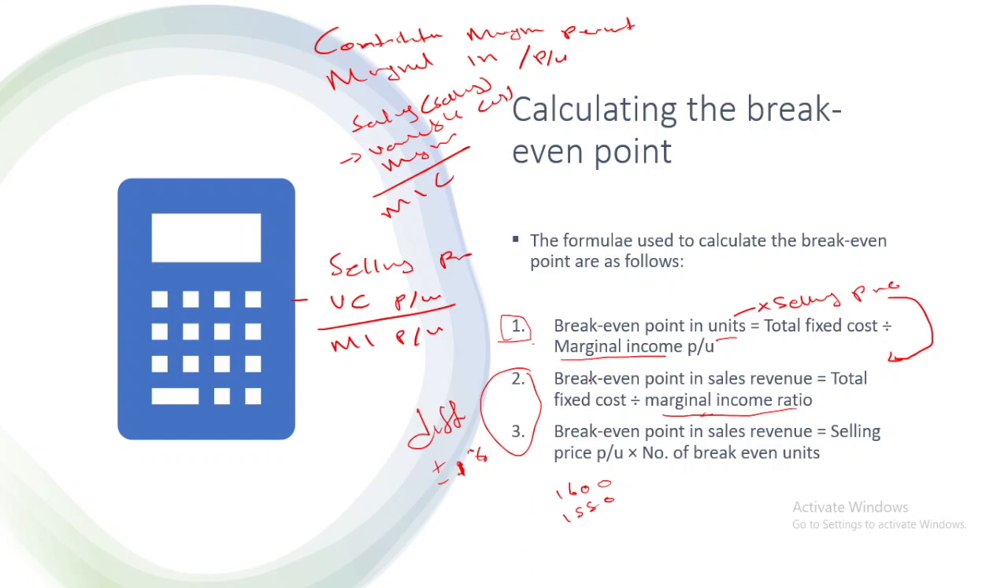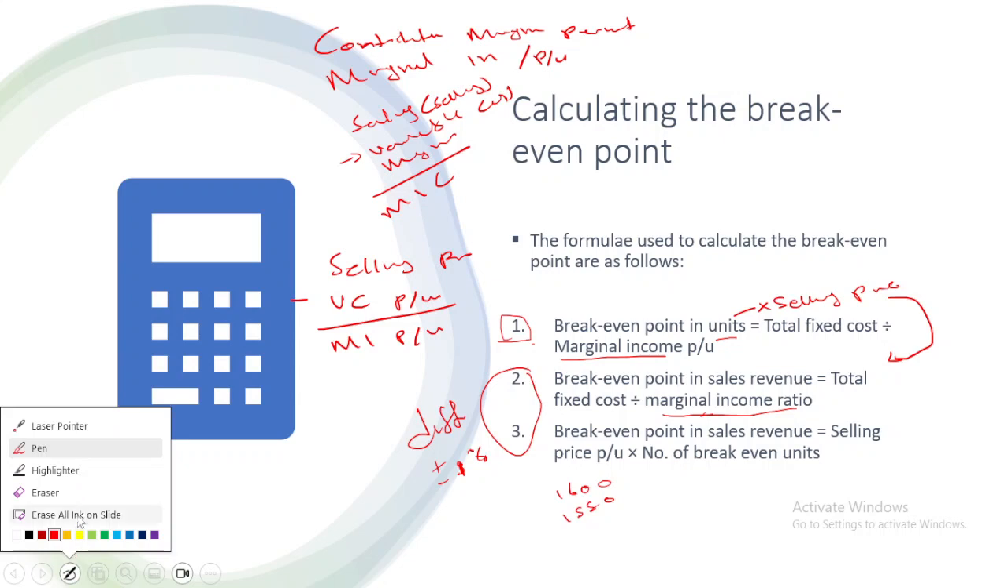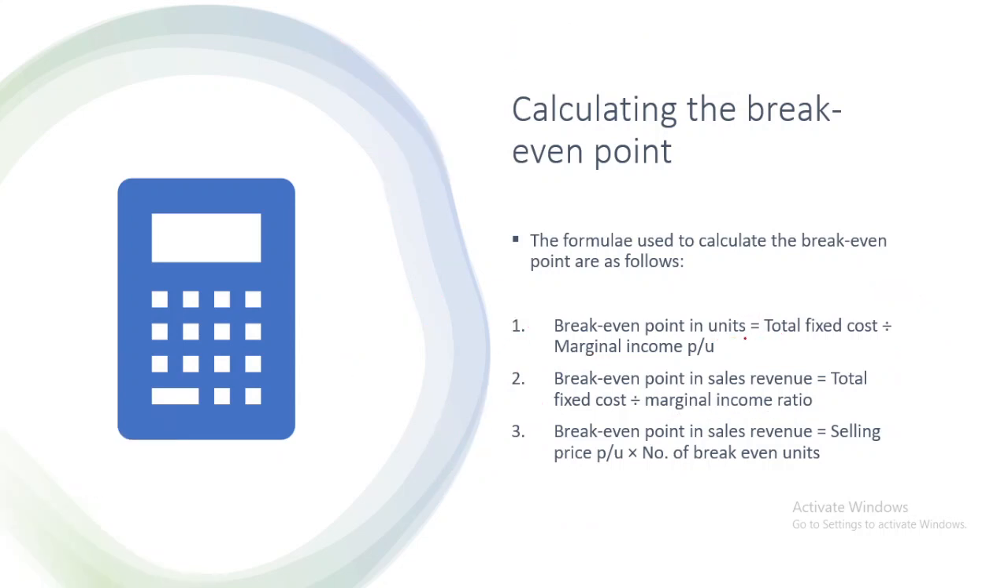So this is how we calculate the break-even point. Break-even point in units is total fixed cost divided by marginal income per unit. And break-even point in sales revenue is total fixed cost divided by marginal income ratio, which is in percentage or in decimal. Or you can say break-even point in sales revenue equals selling price per unit multiplied by the number of break-even units. Then it will give you your sales revenue.